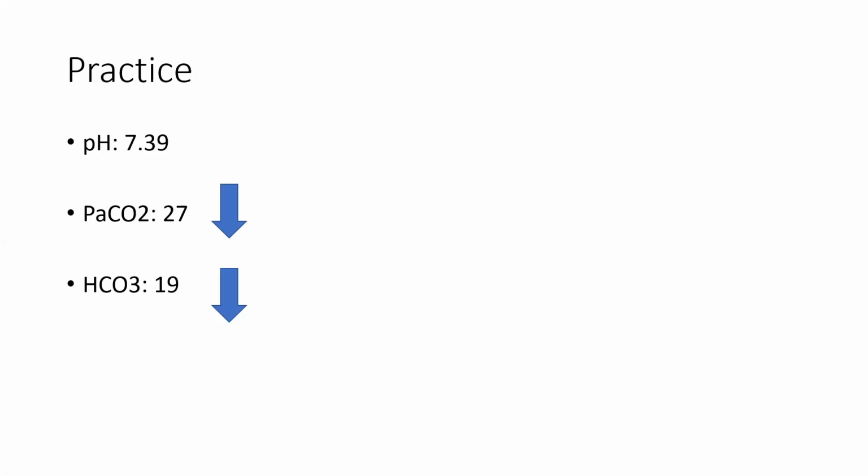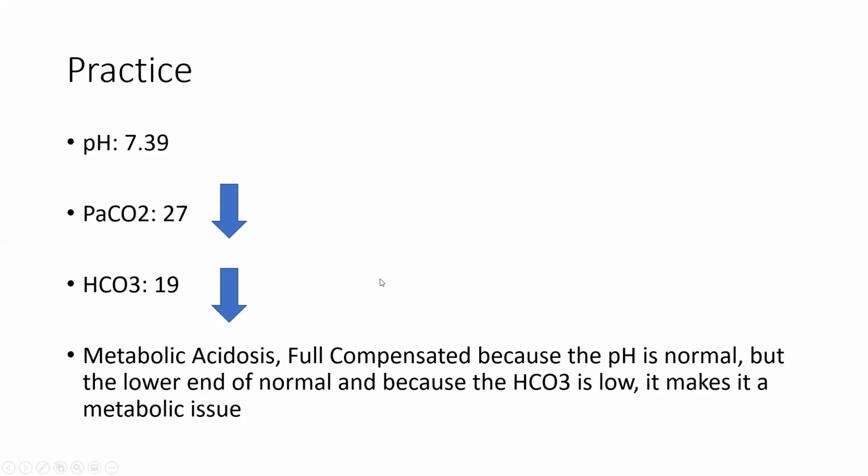Then it goes back to what the relationship should be between the pH and the carbon dioxide. Remember, they should be opposite. So if the pH is on the low end of normal, I anticipate my CO2 to be much higher. Whereas the pH and the bicarb have a very similar relationship. So knowing that the pH is on the low side of normal and the bicarb is low as well, I am looking at a fully compensated metabolic acidosis. Again, fully compensated because the pH is normal but on the lower end of normal, and because the bicarb is also low, it makes it a metabolic issue.